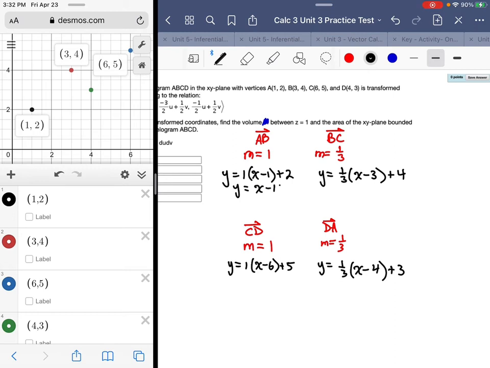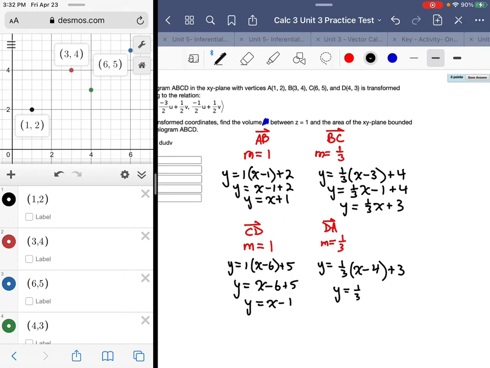So y equals x minus 1 plus 2, so y equals x plus 1. y equals 1/3 x minus 1 plus 4, so y equals 1/3 x plus 3. y equals x minus 6 plus 5, so y equals x minus 1. y equals 1/3 x minus 4/3, so y would be equal to 1/3 x minus 1 1/3, just adding 3 to the negative 4/3.